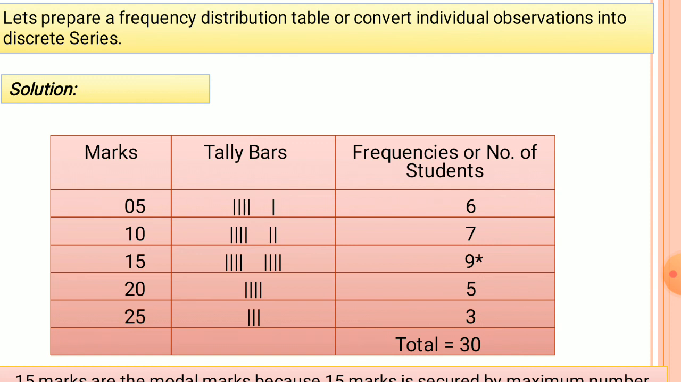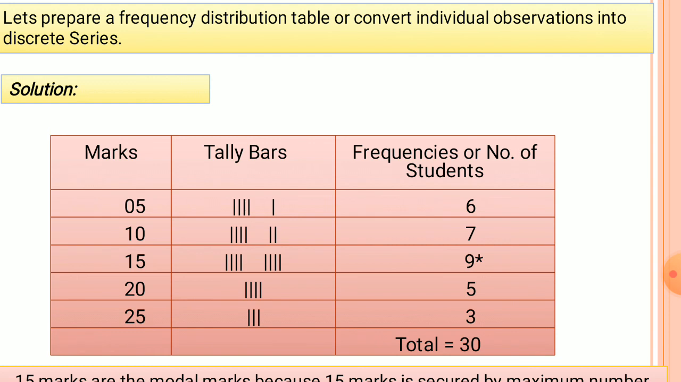Which is the highest value? The value which has repeated the most is 9. So 9 is the highest frequency. Therefore the value 15, the item 15, has repeated in 9 times. Therefore 15 is called the model value.